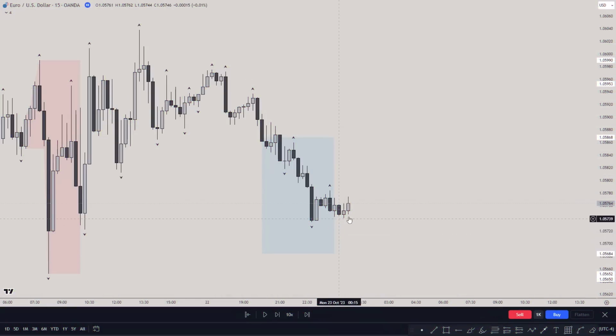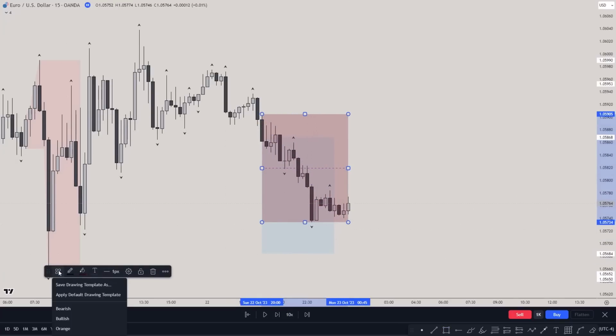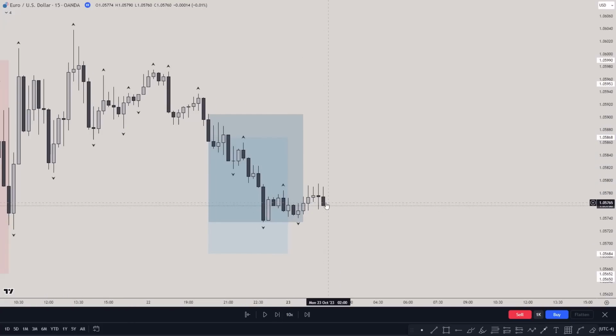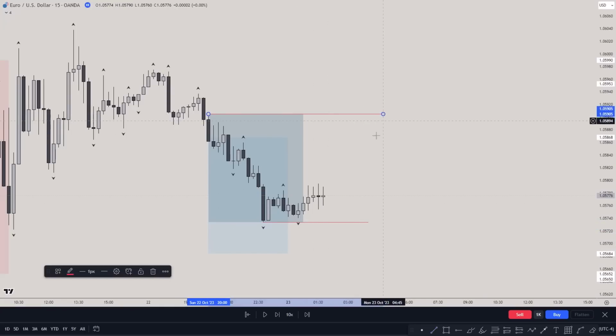Now if we zoom in on the first day, this is Monday, and this is my Asian range. For some reason it doesn't draw the real zone, so this is my Asian range right here. This is the low and that one is the high. Now this is 115,145. This is the low of the Asian session and this is the high.